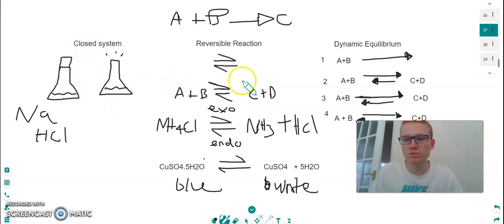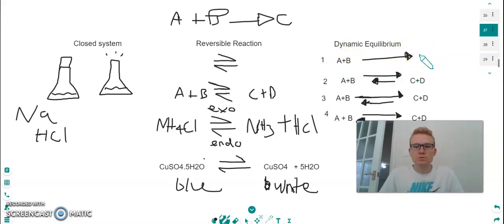Okay, so that leads us on to dynamic equilibriums. I've broken it down into 4 steps here. So we have step 1, A plus B, so these are the reactants. At this point, we only have reactants, so no products at the moment.